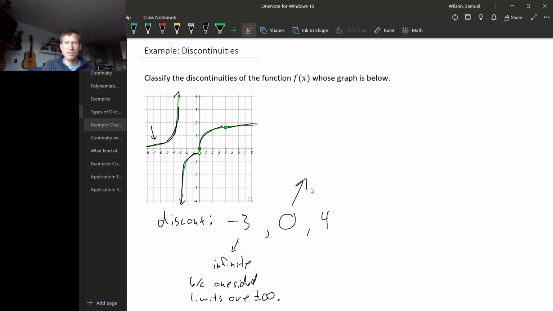All right, what about the discontinuity at 0? Well, at 0, it looks like the graph from the left is heading towards, say, -1/4, but from the right, it looks like it's heading to 0. So both one-sided limits exist, but they aren't the same. And that means that this is a jump discontinuity, because the one-sided limits exist but aren't equal.